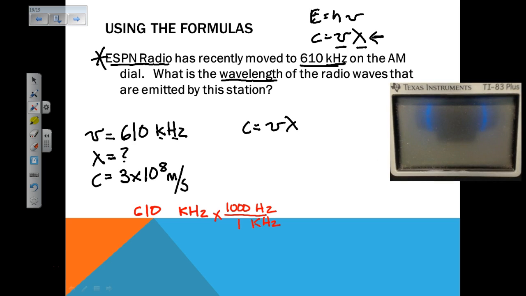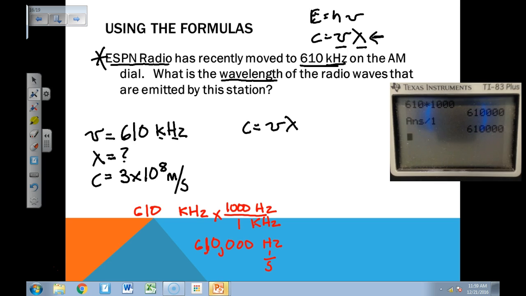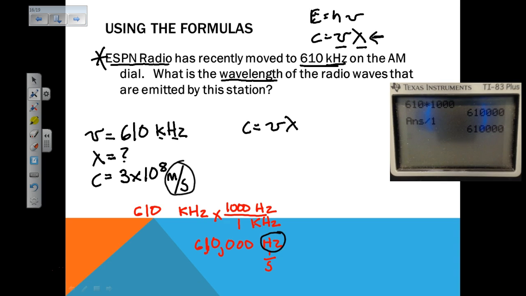Now I'm going to pull up my calculator. I think it's important to see this, so we're going to go 610 times 1,000. Now we can divide it by 1 if you wanted to, but that doesn't change the value, because when we divide by 1, it stays the same. So this is going to be 610,000 hertz. Remember that hertz can also be 1 over seconds, just for future reference. Now that we have the right unit, we're ready to go.